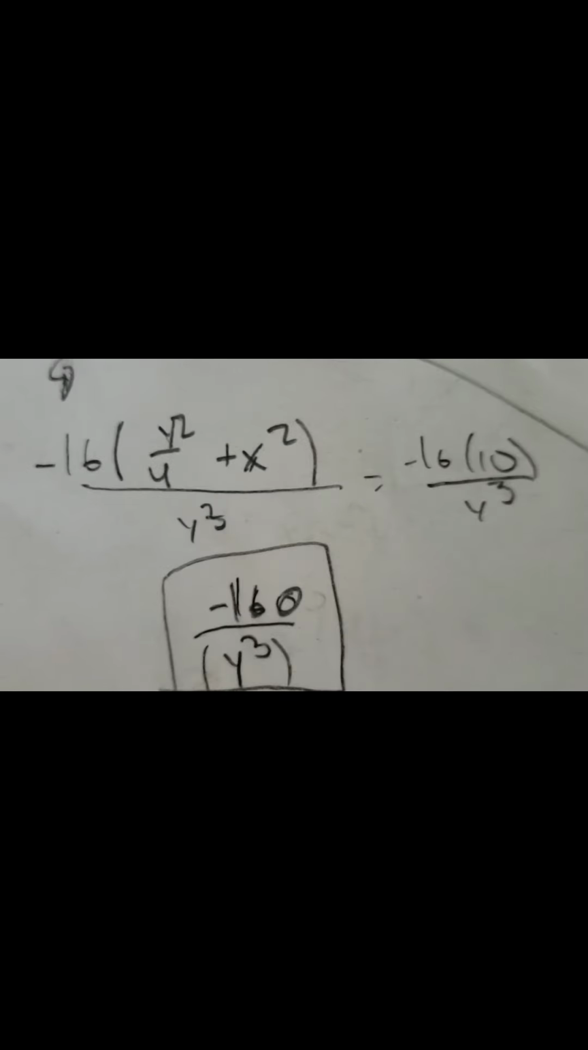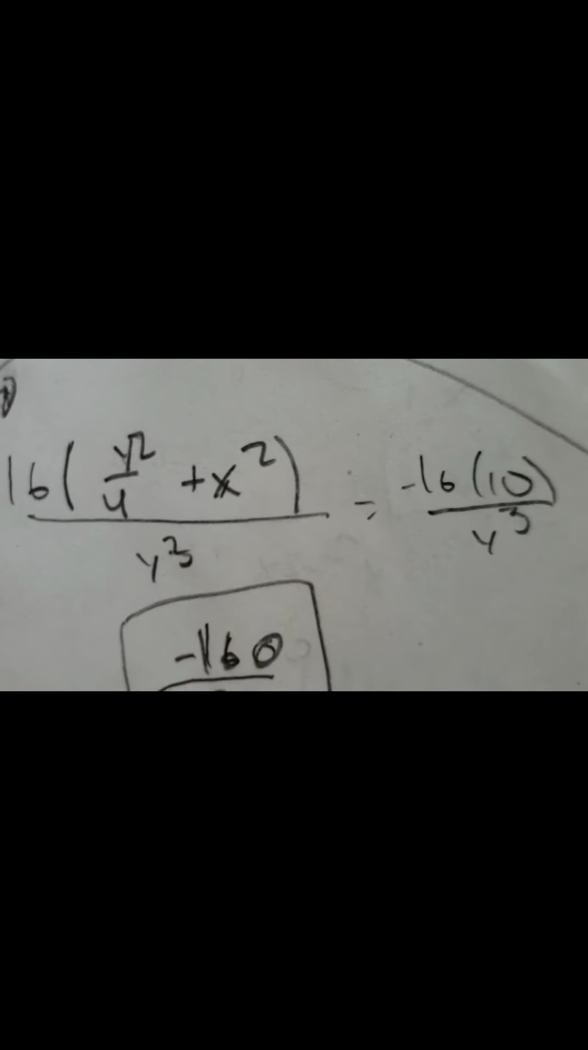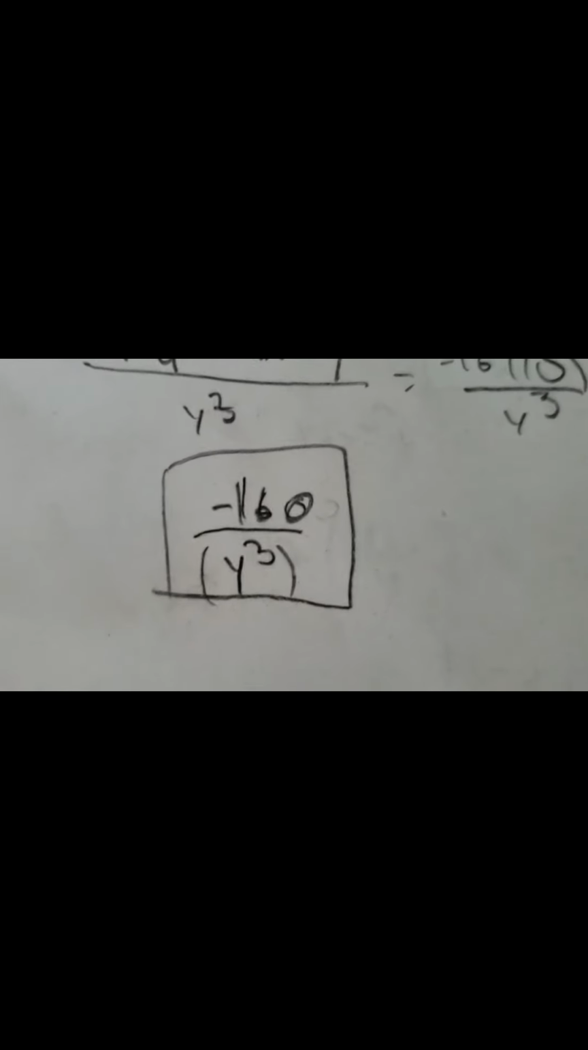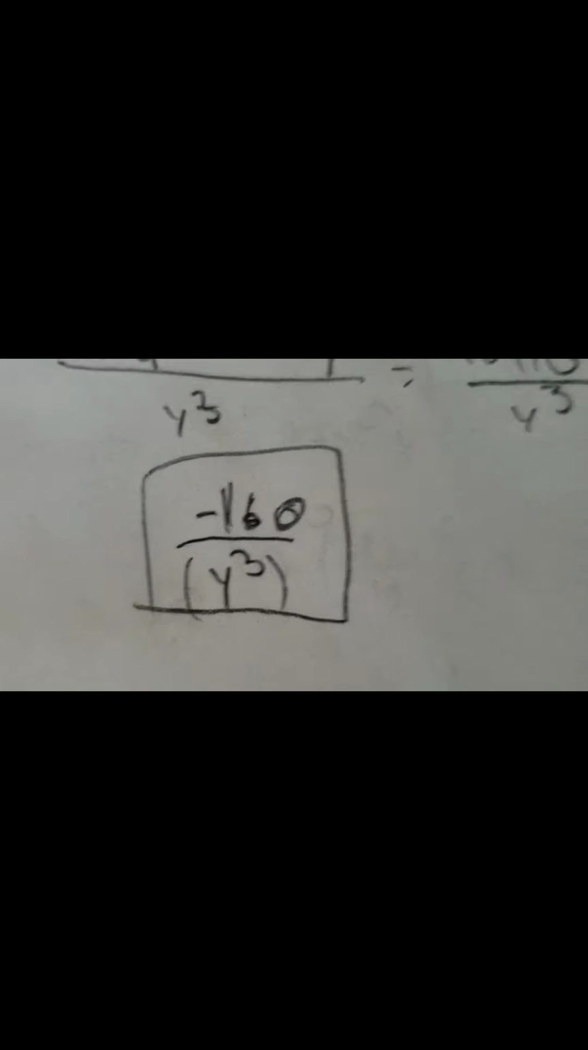On the quiz, I went through all these steps to find y double prime, but then at this step, I didn't see that you could take out a negative 16. So this time, I did that, and you get negative 16 times y squared over 4 plus x squared. And earlier in the question, you saw that y squared over 4 plus x squared is equal to 10. So you get negative 16 times 10 over y cubed. And 16 times 10 is 160, so you get negative 160 over y cubed.